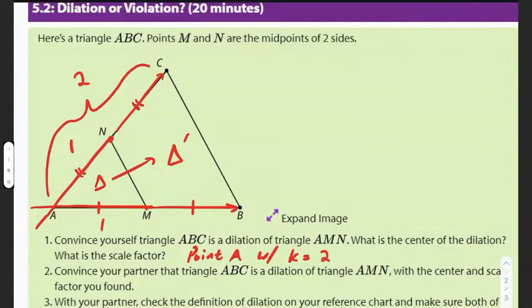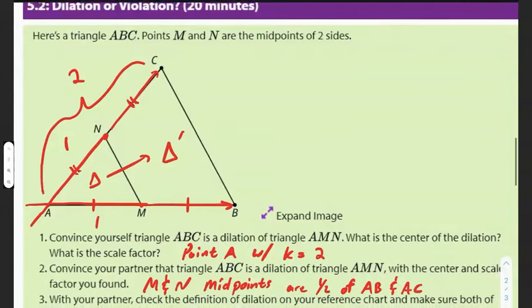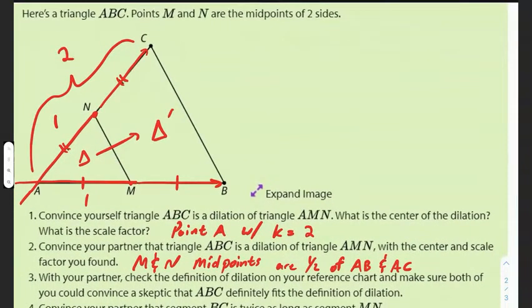Okay, so convince your partner that triangle ABC is a dilation of AMN. And it looks like I already did that verbally, right? So M and N are midpoints, they are half of AB and AC, right? Multiplying by 2 would get you out of that half.